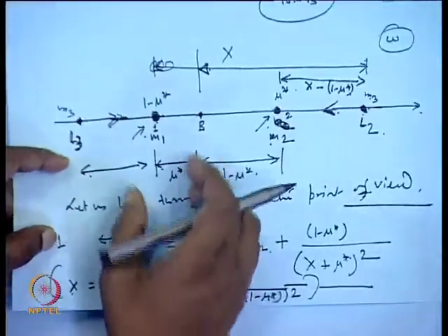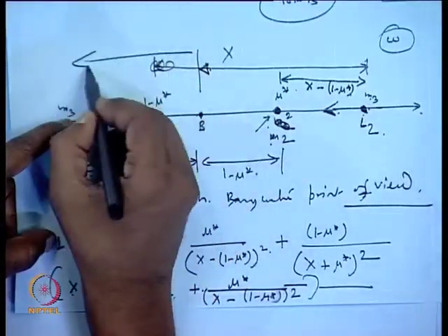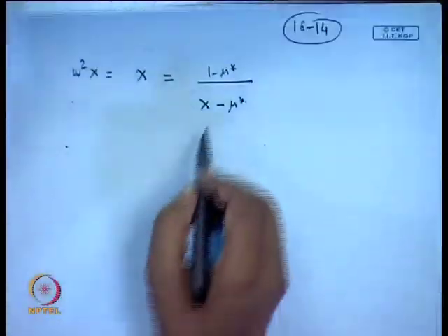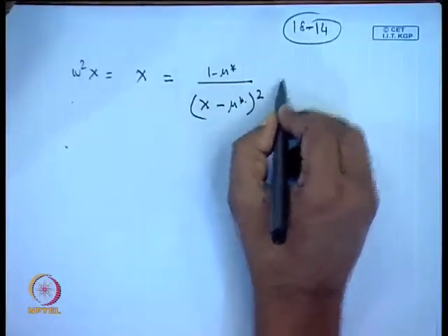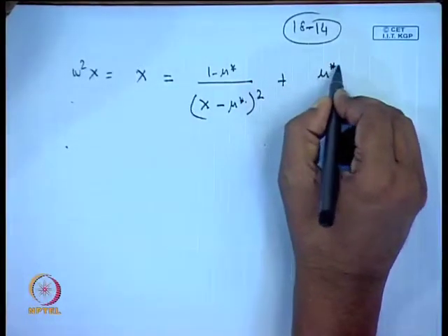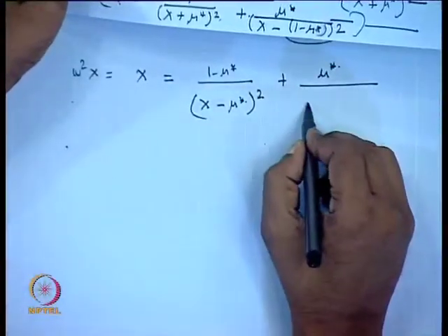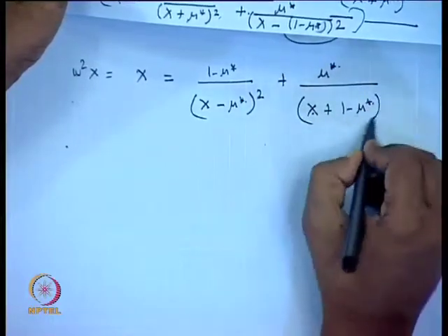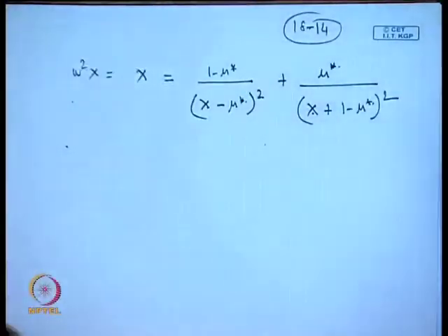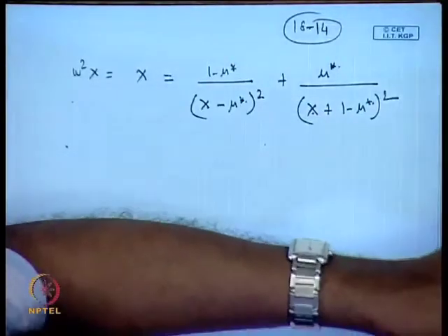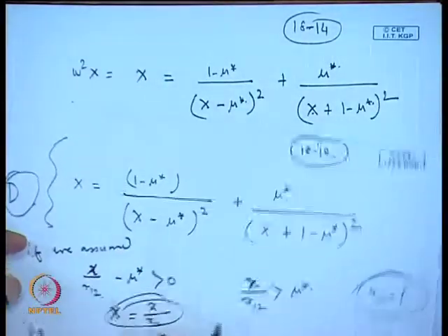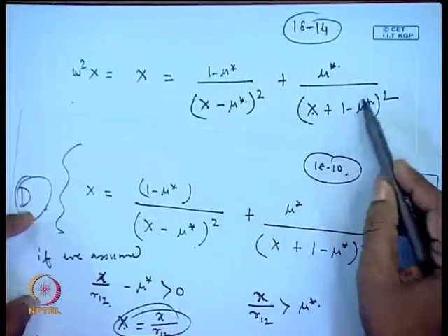Okay, because the distance we are measuring is from the barycenter. So, if we subtract this mu star from this x, what we get is x minus mu star, whole square. Similarly for the second mass, which is m 2, we write mu star divided by, and here the distance will be x plus 1 minus mu star whole square. Now, compare this with equation number D. Look into this equation, isn't it exactly the same?